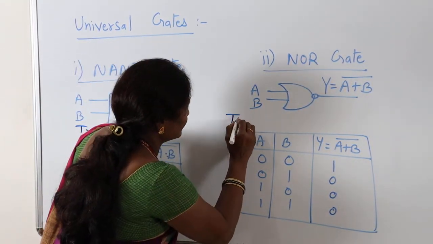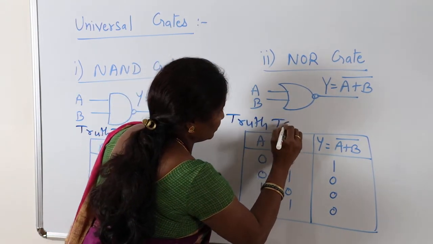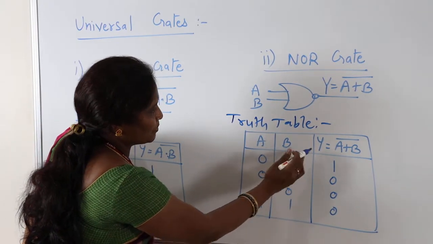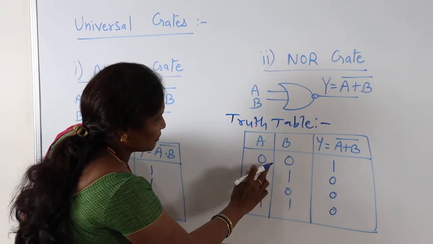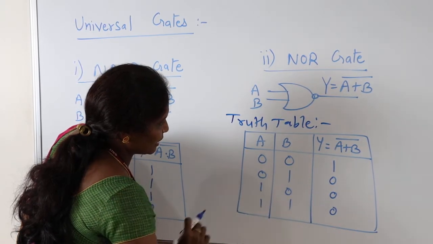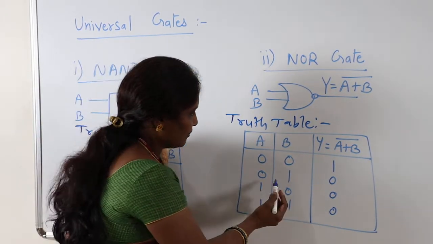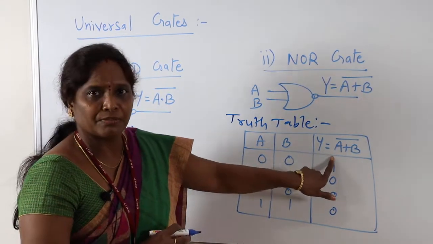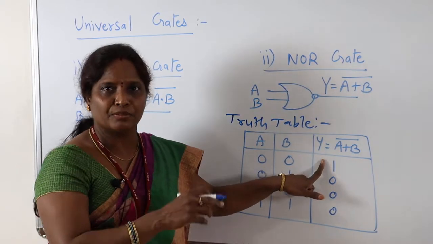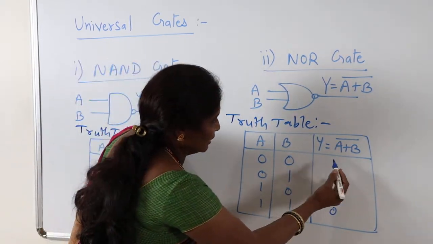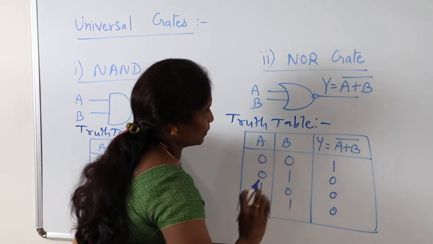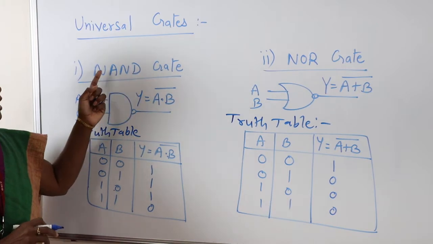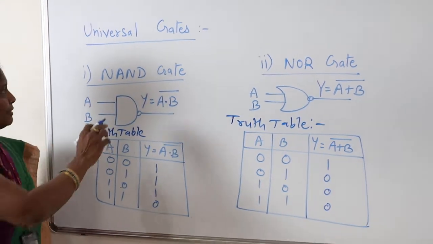Again the truth table. For two inputs, A and B are the two inputs and Y is the output, and here 4 combinations 0 0, 0 1, 1 0, 1 1. The output of the NOR gate is the complement of the OR gate, and here you will get 1, 0, 0, 0. So this is about the NOR gate, and now we will see how we are going to realize the logic gates using NAND gate.